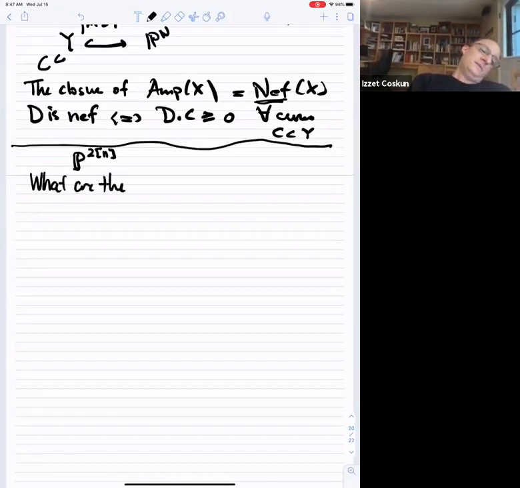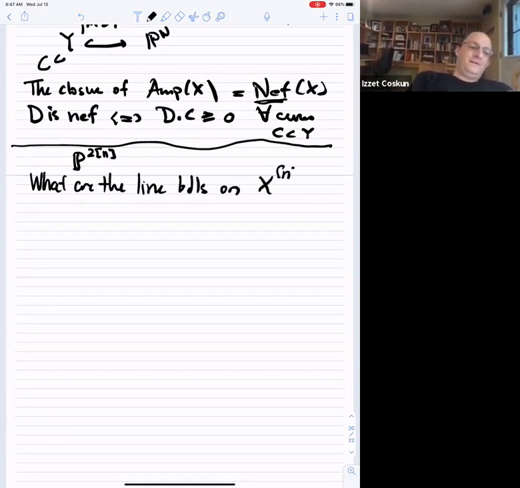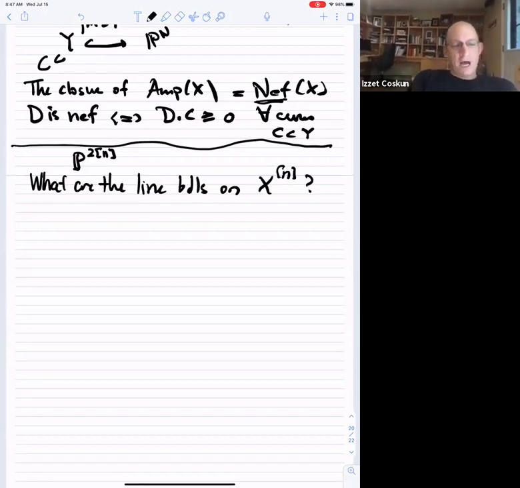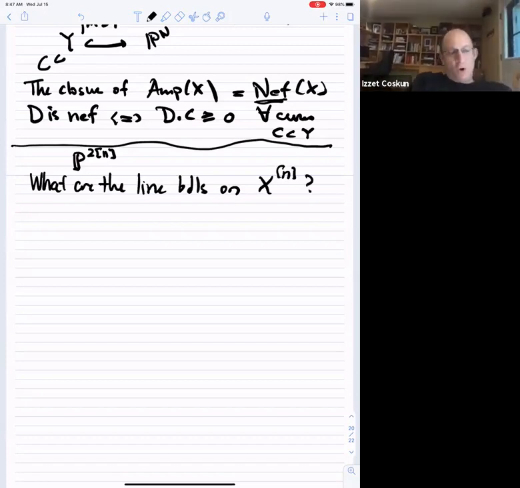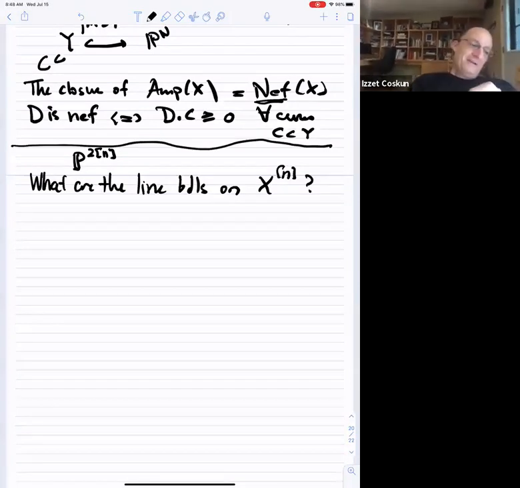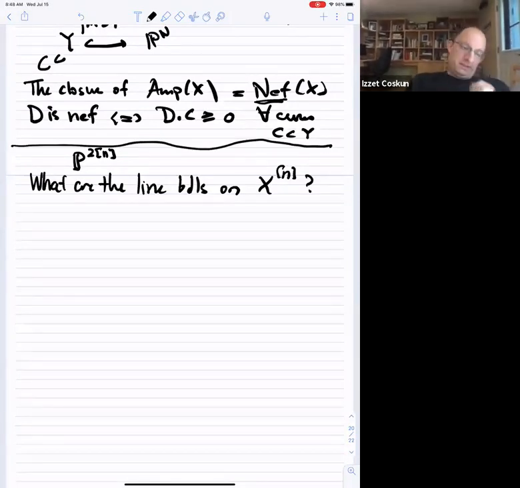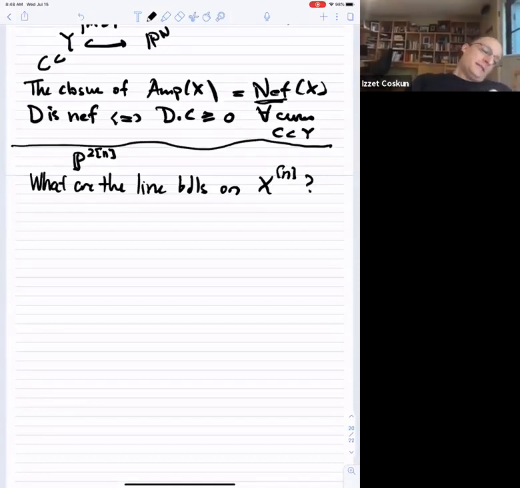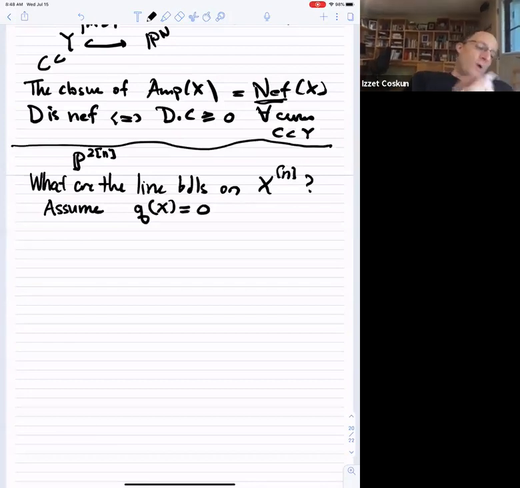What are the line bundles on Xn? I mean, we need to first understand what the line bundles on the Hilbert scheme are if we want to understand, before we even get started on the ample cone, we should understand the Néron-Severi space. So for this, I'll assume from now on that the irregularity of X is equal to 0. What this means is that if you want, you can take X to be simply connected. So this means I want H1 of OX to be 0, okay?